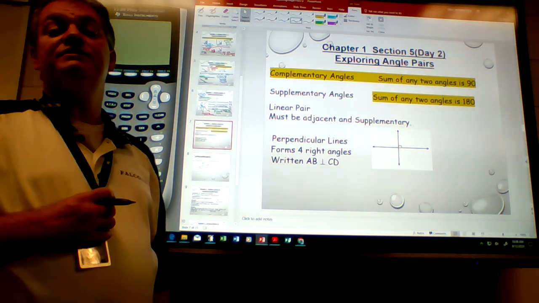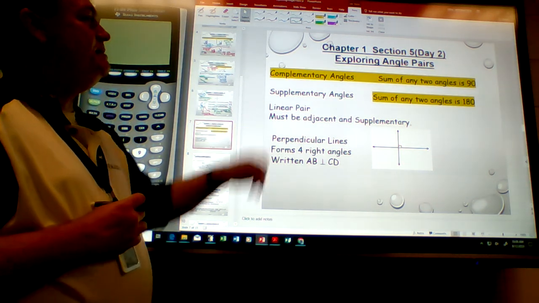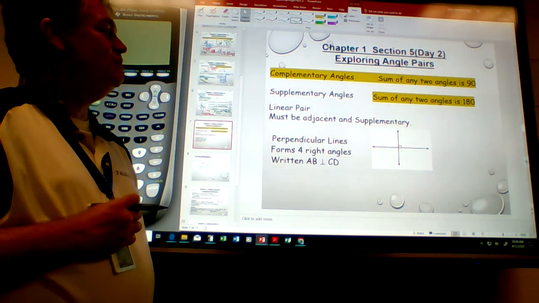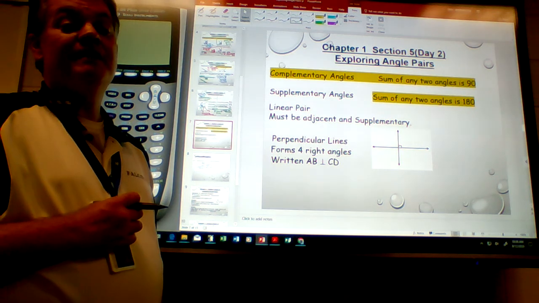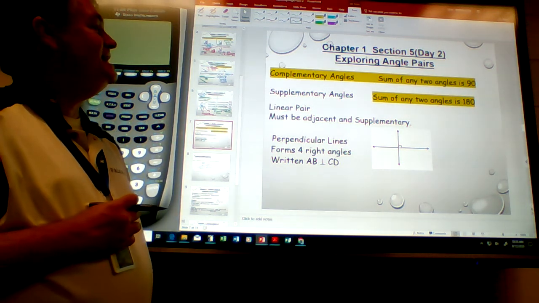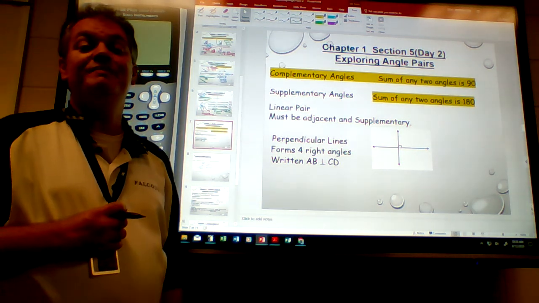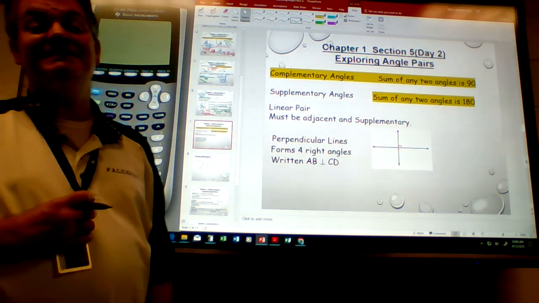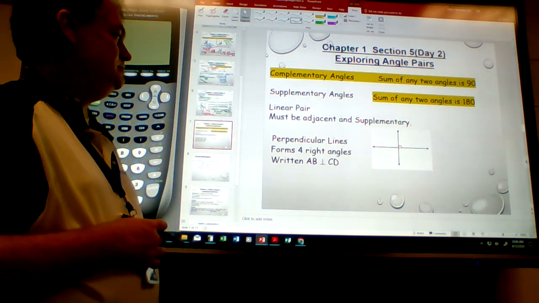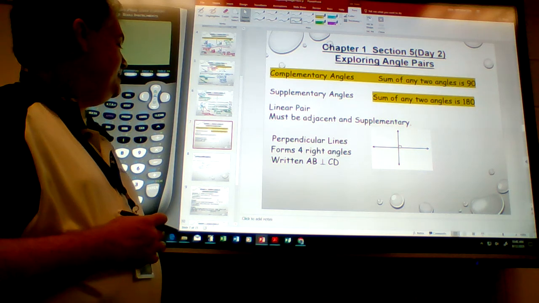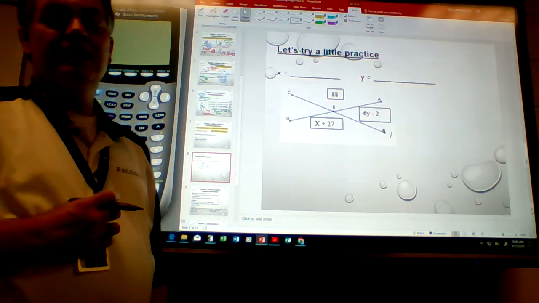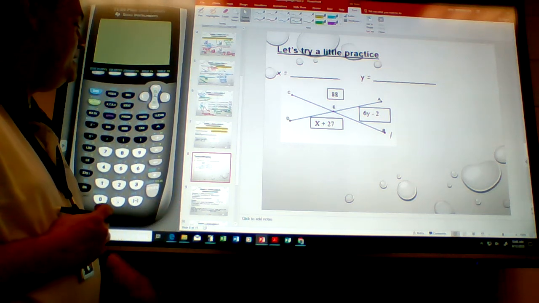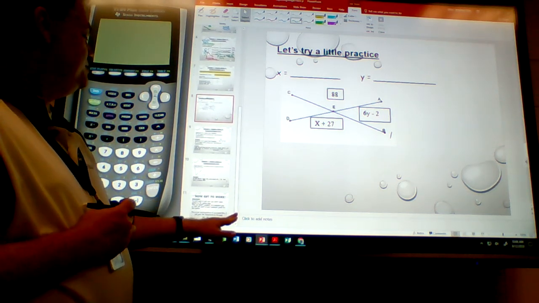Complementary angles means that their sum adds up to 90. Supplementary angles means their sum adds up to 180. In order for angles to be a linear pair, they must be both supplementary and adjacent. Adjacent, of course, means next to, meaning they share a common side and a common angle. Perpendicular means that they form four right angles. All right, let's do this one, and then we will be one step closer.